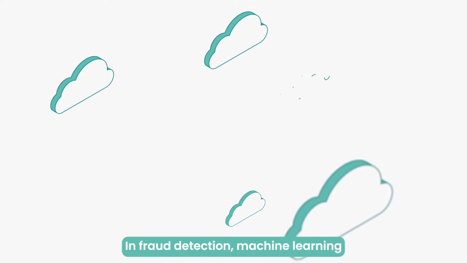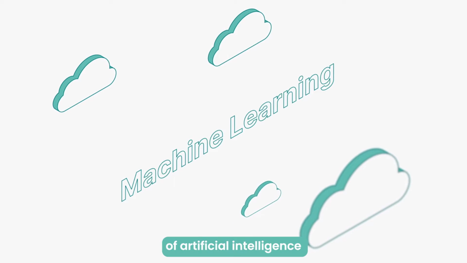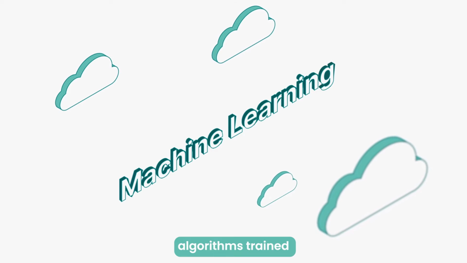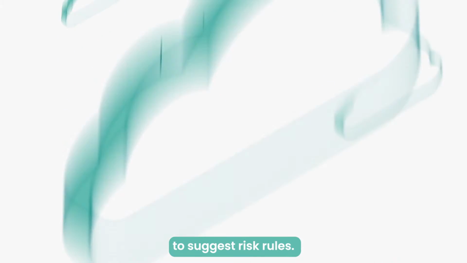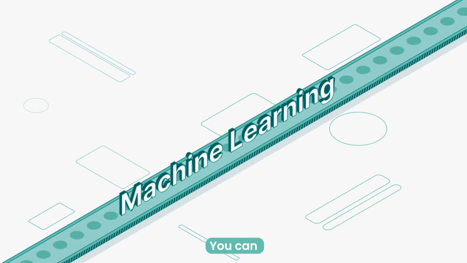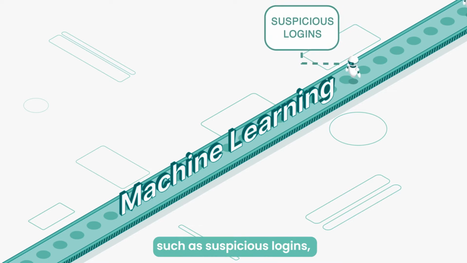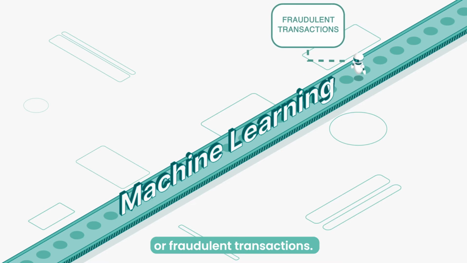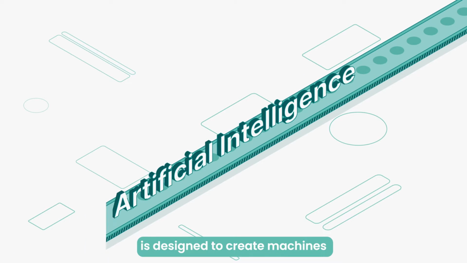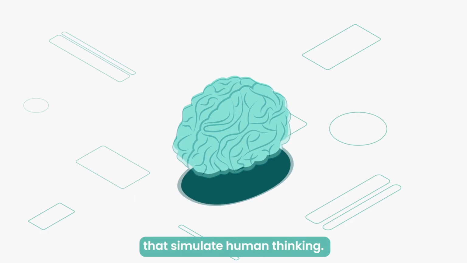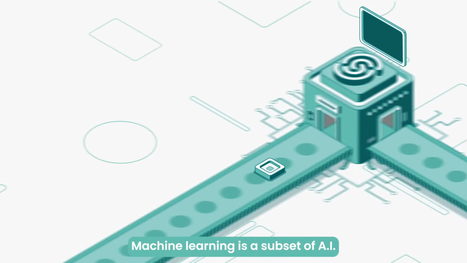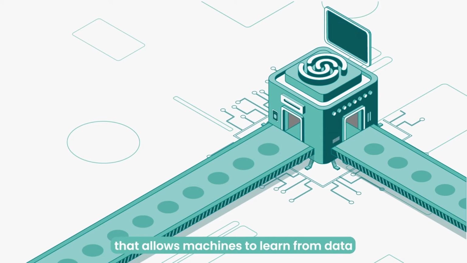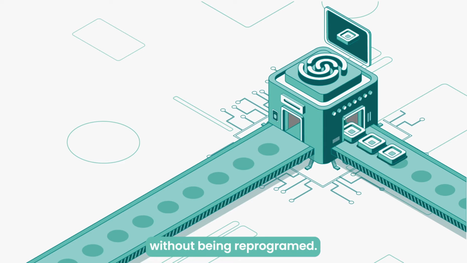In fraud detection, machine learning is a collection of artificial intelligence algorithms trained with historical data to suggest risk rules. You can then implement the rules to block or allow certain user actions, such as suspicious logins, identity theft, or fraudulent transactions. AI is designed to create machines that simulate human thinking. Machine learning is a subset of AI that allows machines to learn from data without being reprogrammed.